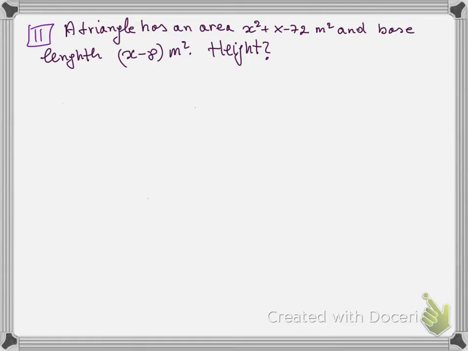Okay, so this is a geometry problem. A triangle has an area x squared plus x minus 72. So this is the quantity that gives us the area of the triangle measured in square meters. And we're given the base length, x minus 8 meters. We're asked to find the height. All right, so we know that the area of the triangle equals base times height divided by 2. Since we're asked to find the height, we can solve this equation for height.